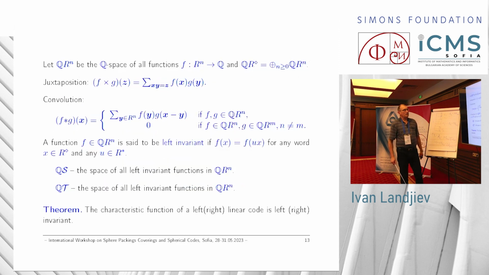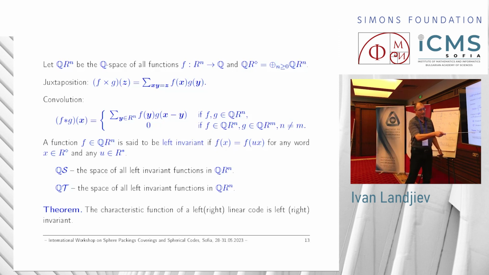This is well known. Now we consider the Q-space of all functions from the n-tuples of ring elements to the rational numbers, all functions. We can define different products there, like juxtaposition, convolution, and so on. But a function is said to be left invariant if it is invariant under left multiplication, and similarly for right. The space of all left invariant functions is Q sub s, and Q sub t is the space of all right invariant functions.